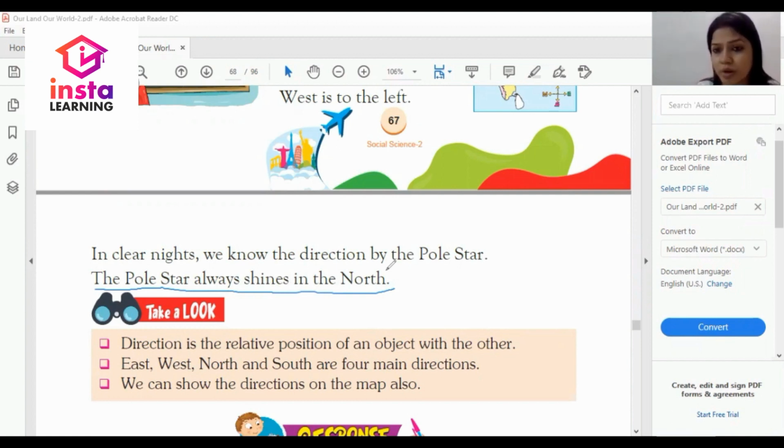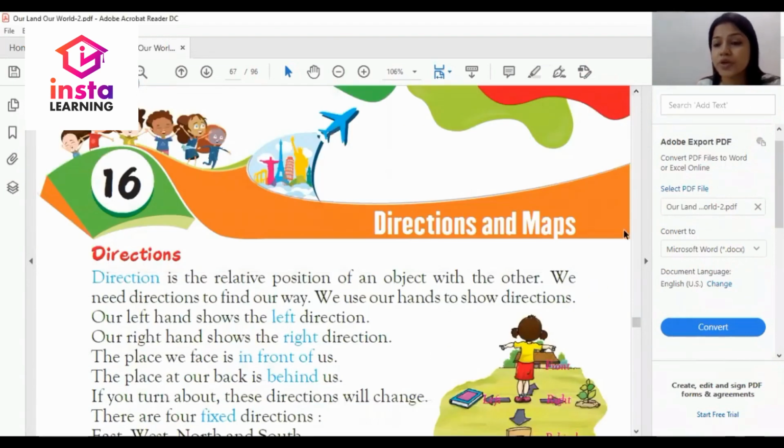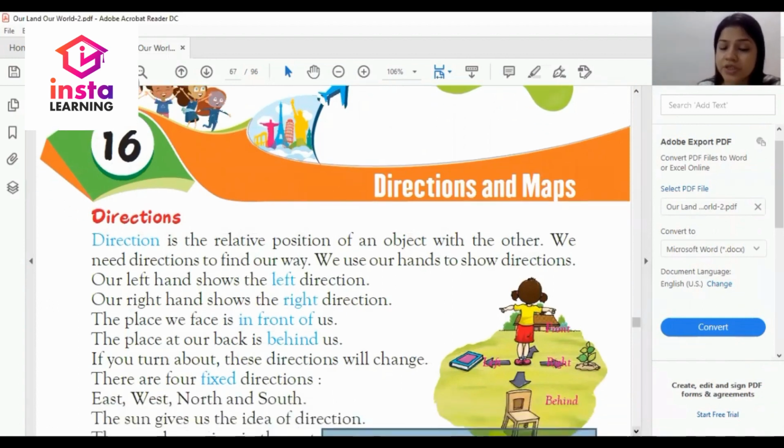Dear student, this is all about the directions. Let's have a quick revision of this chapter. Very first, you learn about directions. What is direction? Direction is the relative position of an object with the other. Secondly, you learn why you need directions. You need directions to find our way. Thirdly, you learn what we use to show directions. So the answer is we use hands to show directions.